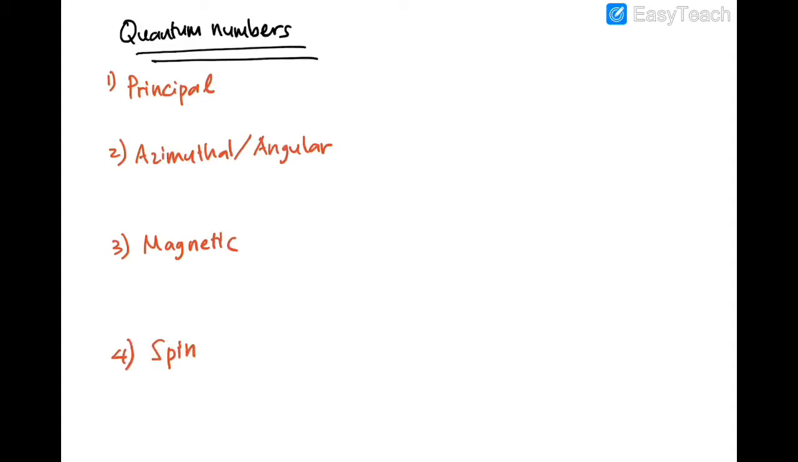Here is the symbol for each of the quantum numbers. The principal is n, the azimuthal is l, the magnetic is m_l, and the spin is m_s. Okay? Now let's talk about what each of these quantum numbers mean. So first, the principal quantum number. This tells you about the shell where the electrons are present in the atom.